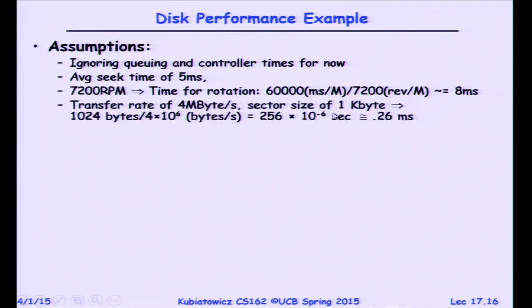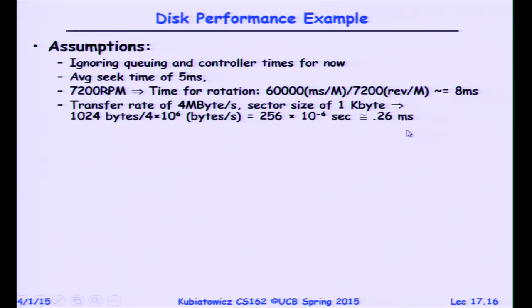Everybody with me? Now, transfer rate: if you've got 4 megabytes per second, let's say, and a sector size of a kilobyte, you can do that computation and come out with about 0.26 milliseconds to transfer a sector. And notice, to be perverse, because it's April 1st, I decided to really make this all the way out here. The sector size of 1 kilobyte is 1,024 bytes, but the transfer rate of 4 megabytes per second is in 10 to the 6th increments, so I divided it out that way, just because I can.